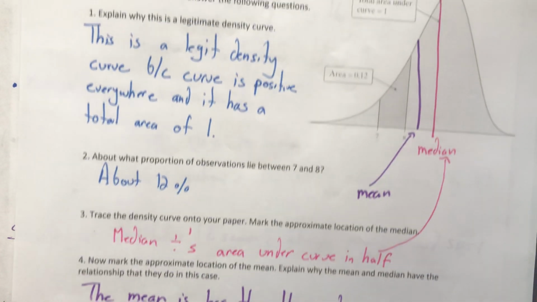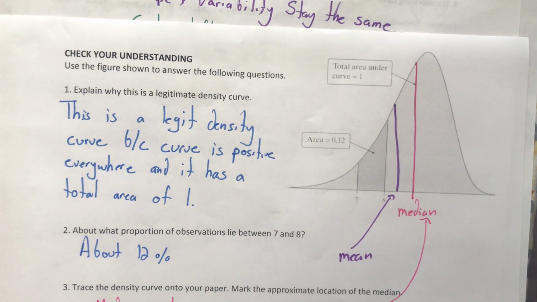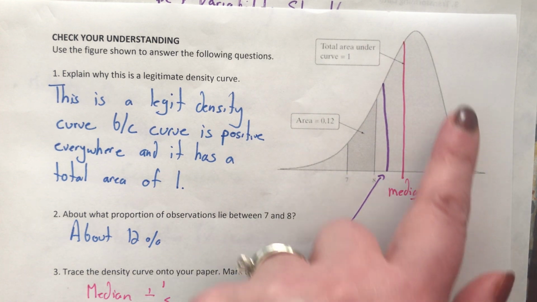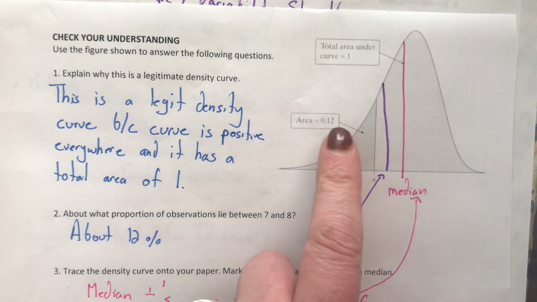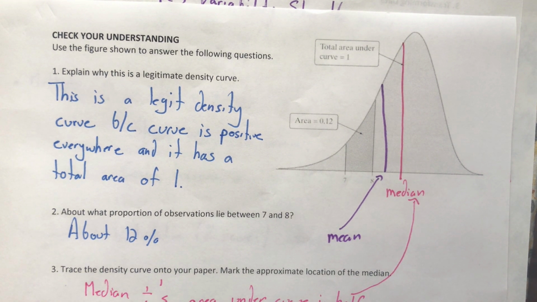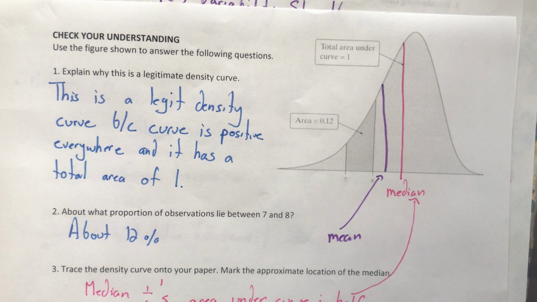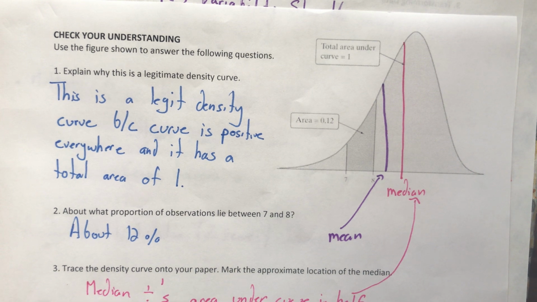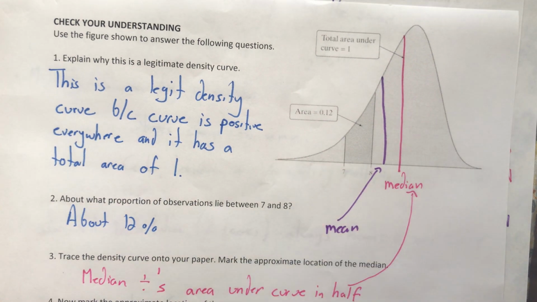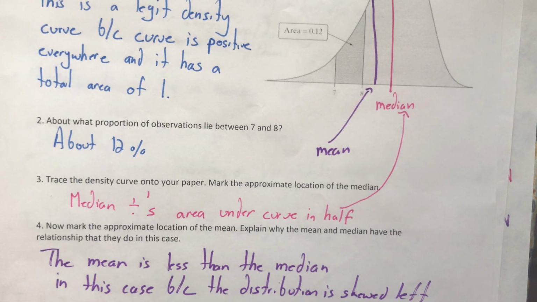So the first question says, explain why this is a legitimate density curve. Well, if we take a look, everything is positive. It's above the horizontal axis, and it tells us here that the area under the curve is 1. So this is legit because the curve is positive everywhere, and it has a total area of 1. What proportion of observations lie between 7 and 8? We can see it's 0.12, so about 12% will lie between 7 and 8.